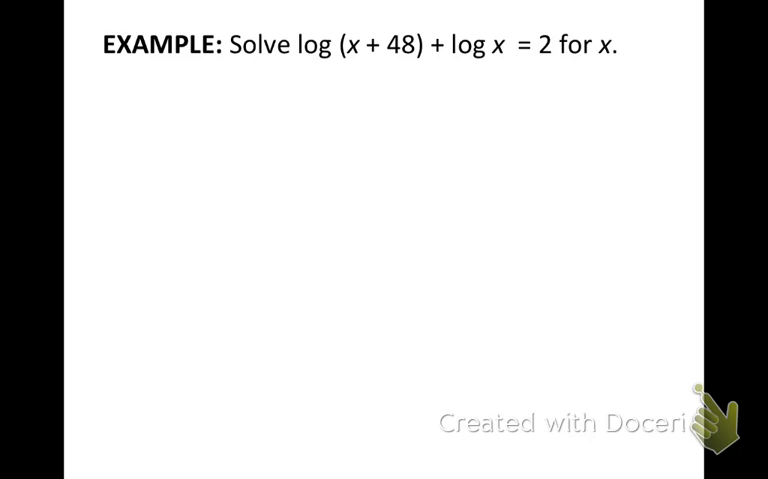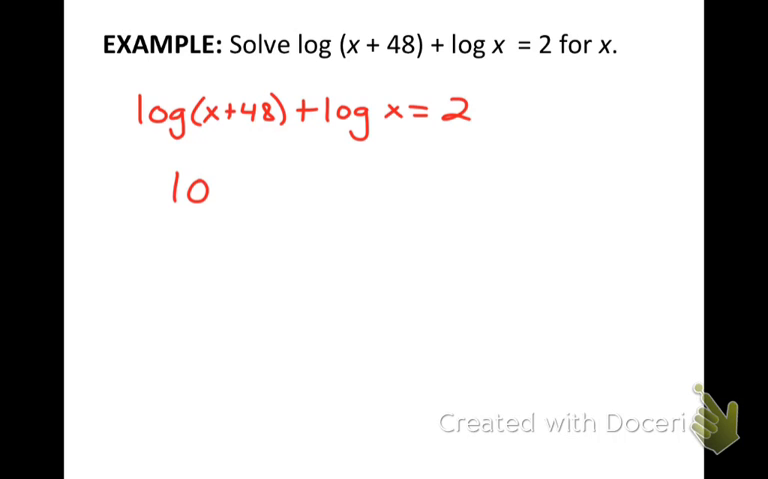So we've got log of x plus 48 plus log of x equals 2. What do we need to do first? Condense it into one. So what operation am I going to do with the x plus 48 and the x? Multiply. Good. So we get log of x times x plus 48 equals 2. So now I have a single log.